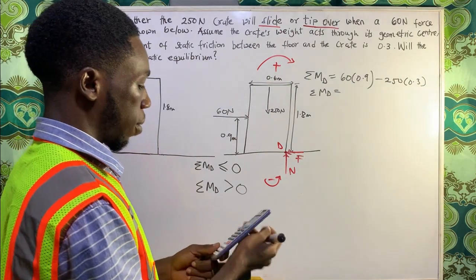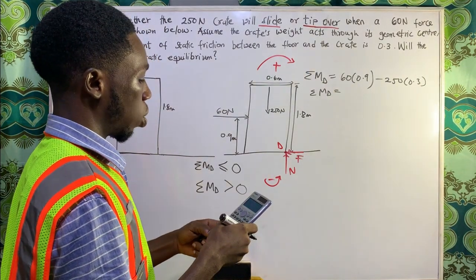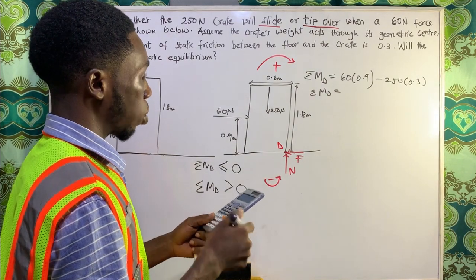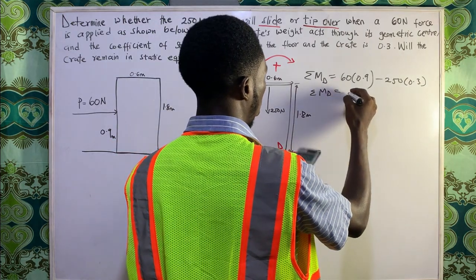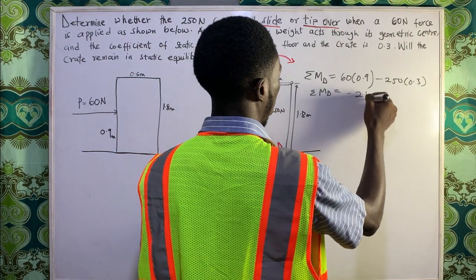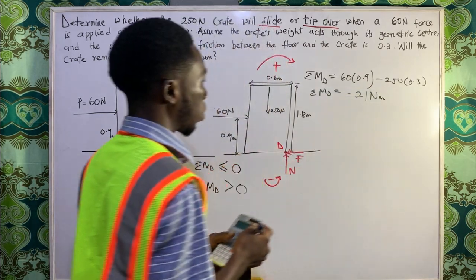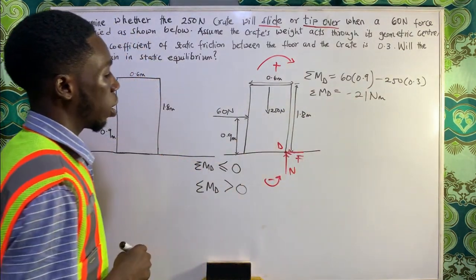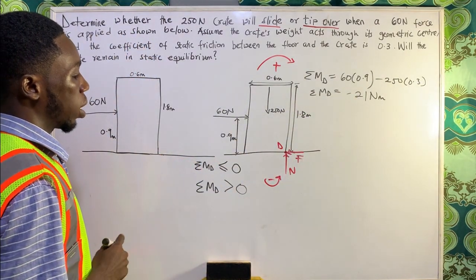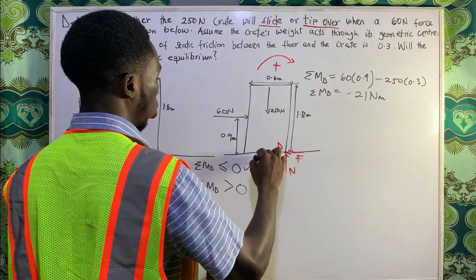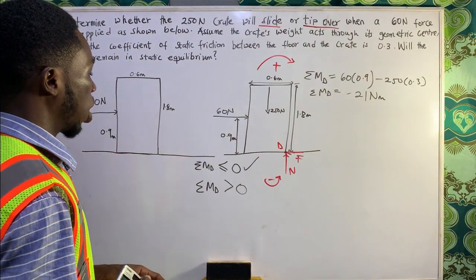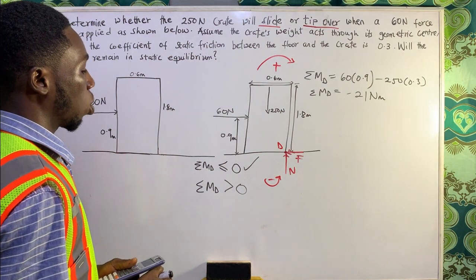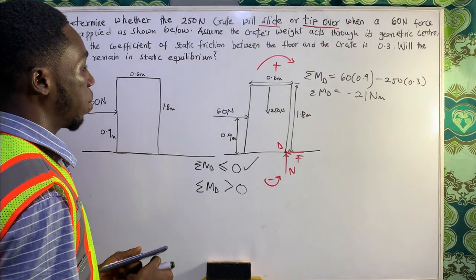So we have 60 newtons multiplied by 0.9 minus 250 multiplied by 0.3. So this will give us the resultant moment to be minus 21 newton meters. Let's compare it to these conditions. This value here is a negative value, which means it is less than 0. So this condition holds. We say that if the resultant moment is less than or equal to 0, then tipping will not occur. But if it is greater than 0, then tipping will occur.